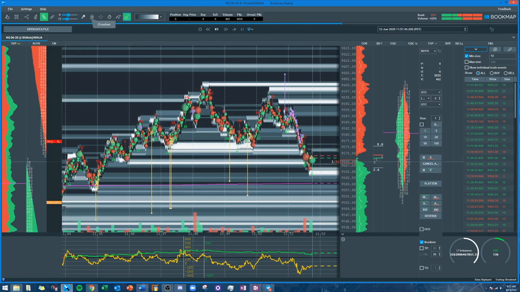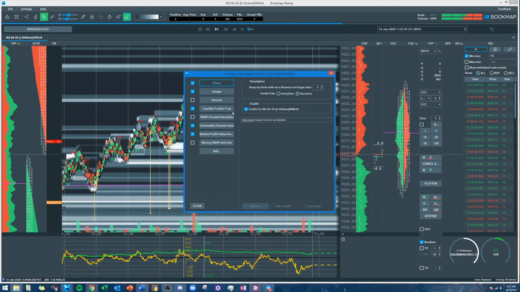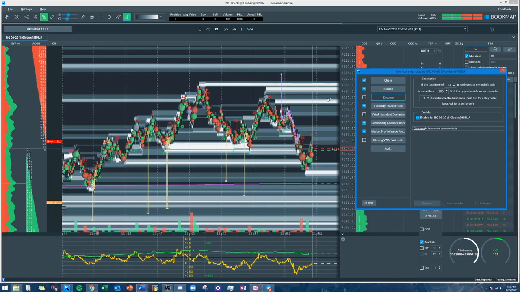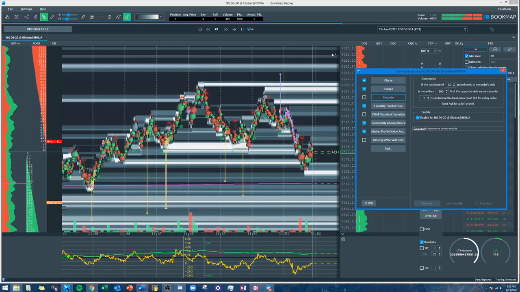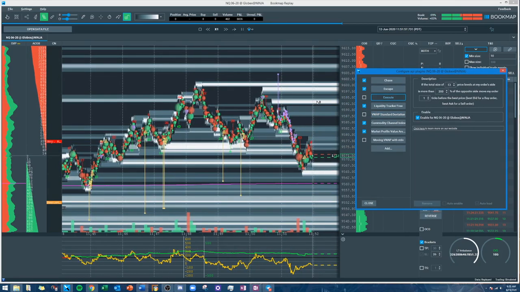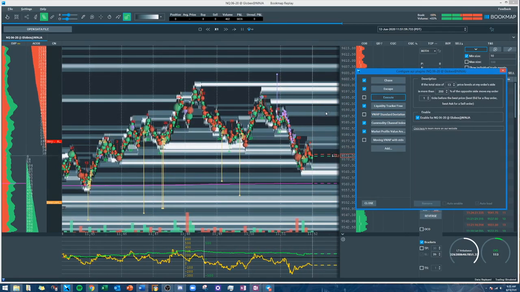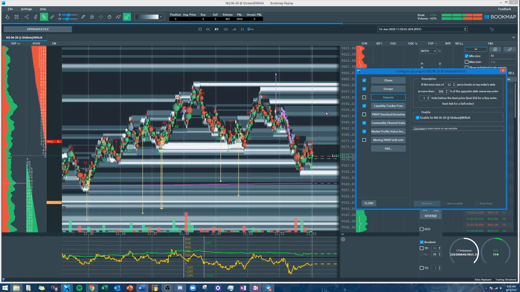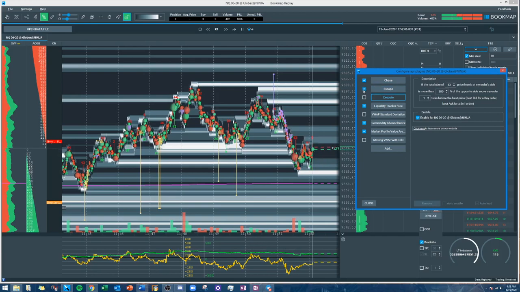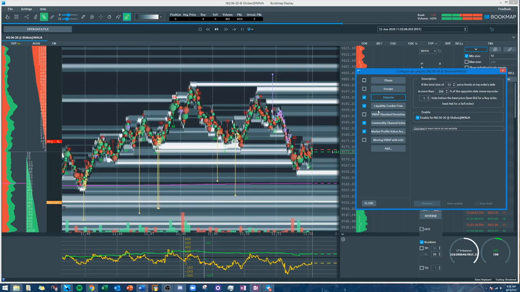And then there's another algo. This one is called execute. And basically what it does is it will enter if there's a really big imbalance on your side. And I'm pretty sure it will close it out too if there's a really big imbalance on the other side too. So I'm going to turn off chase and escape.